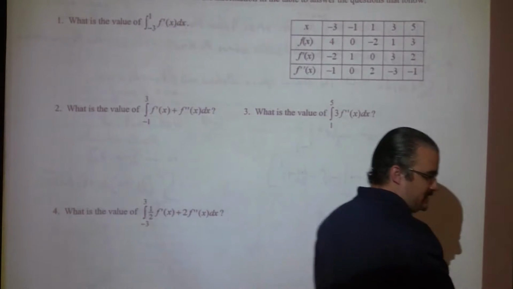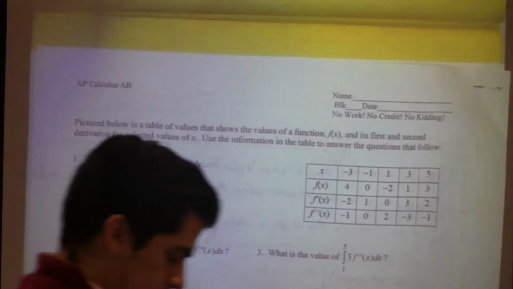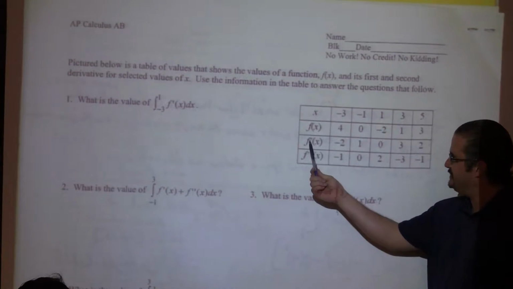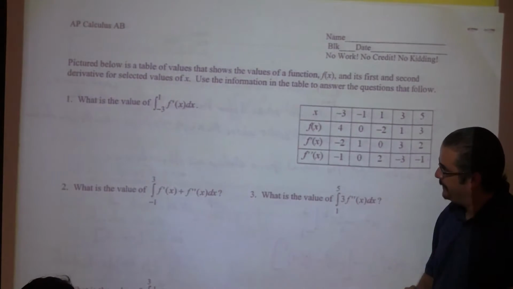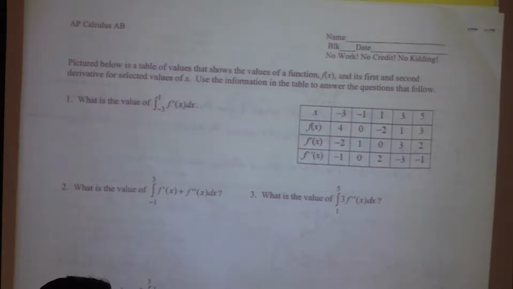Alright, so let's finish up the notes from yesterday. Do these last couple of examples here. Notice that they're giving us a table describing f values, f prime and f double prime. We're going to use that information to answer the questions. So this first one is asking to find the integral from -3 to 1 of f prime dx.